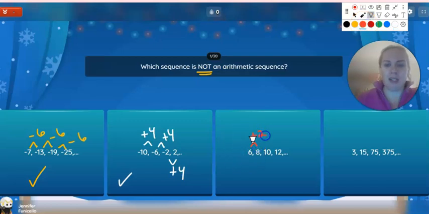This next one, 6 plus 2 is 8. 8 plus 2 is 10. 10 plus 2 is 12, so that one is good as well. Which means this last one is probably not right.